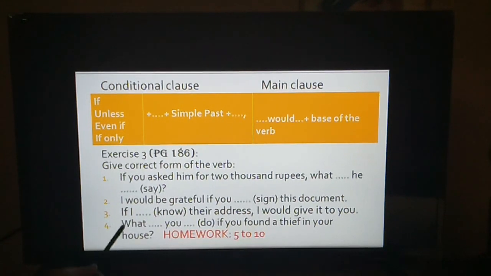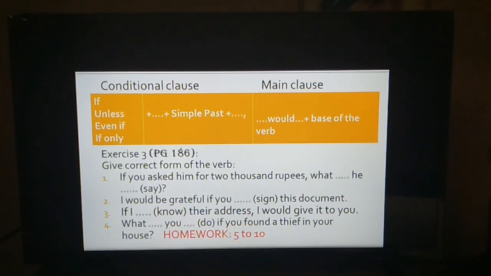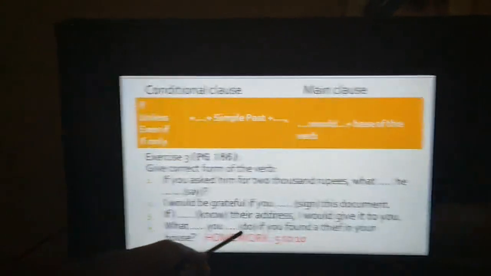Then we have the fourth one, what dash you dash. Here we are starting with the main clause, so we know we have to use would there. What would you do if you found a thief in your house? So the independent main clause is used first, and then only the if clause is used. So there is no comma in that case.